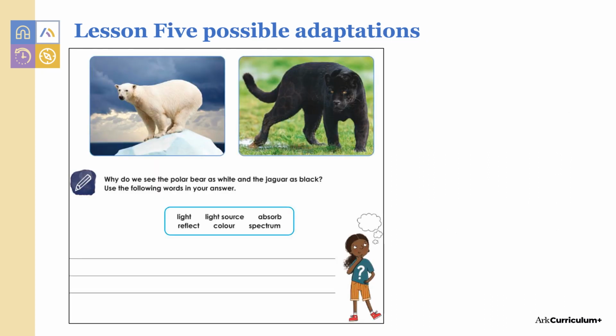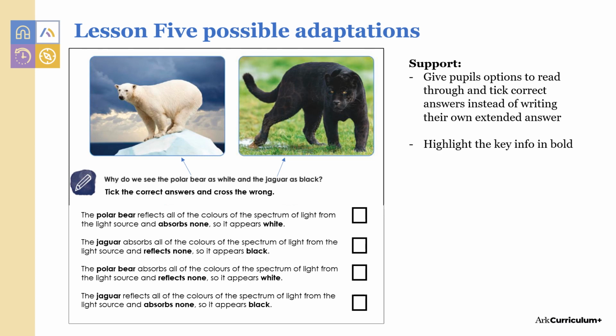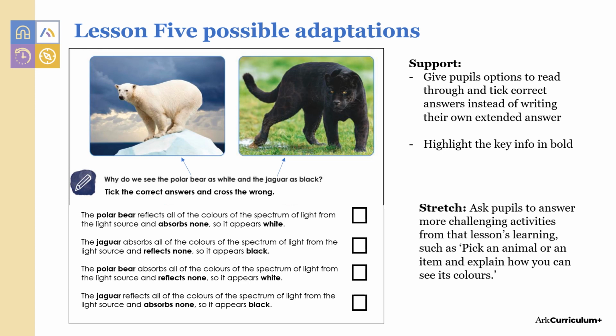In Lesson 5, pupils need to explain why we see polar bears as white and jaguars as black. To support pupils, you could give them options to read through instead of writing their own extended answers and ask them to tick the correct options. You could also continue to highlight the key information, either with the highlighting tool or in bold, depending on the level of support. To stretch pupils, ask them to complete a challenge activity such as pick an animal or an item and explain how you can see its colours.